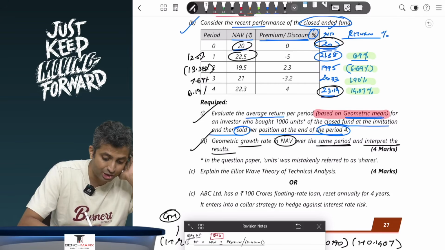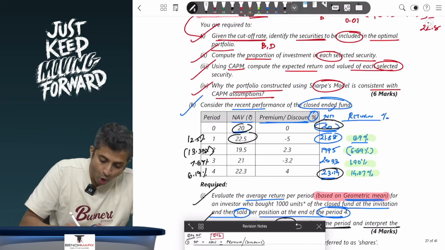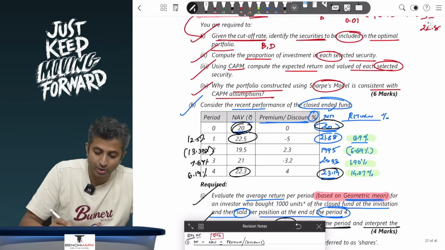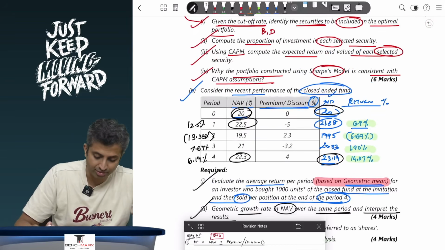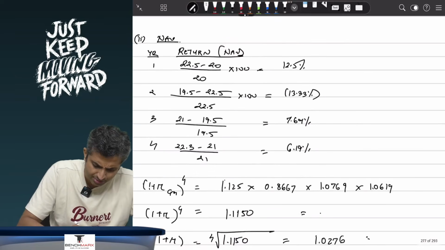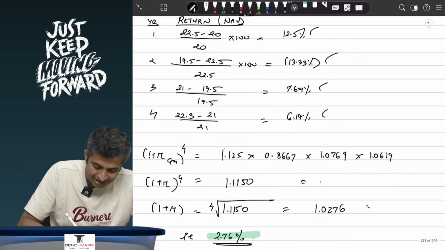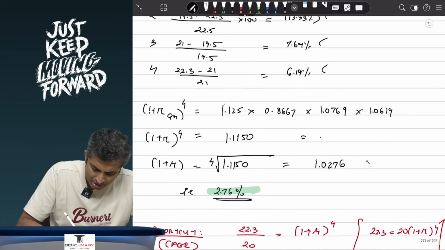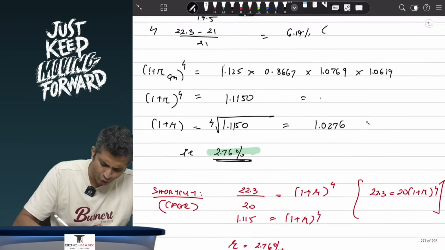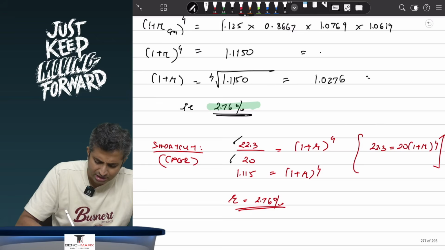So one option is you take these numbers and you have the same formula construct over here, or you can take directly 22.3 upon 20 and you get that same working. So if I look at the NAV calculation in the second subpart, you have these same workings, 12.15, 13.33, 7.69, 6.19, and you put that in the same formula and you get around 2.76%. The shortcut will be to compare 22.3 with 20 and find the answer as 2.76.